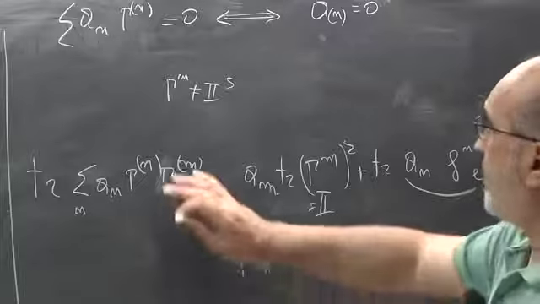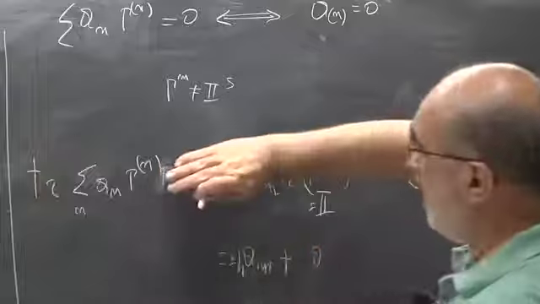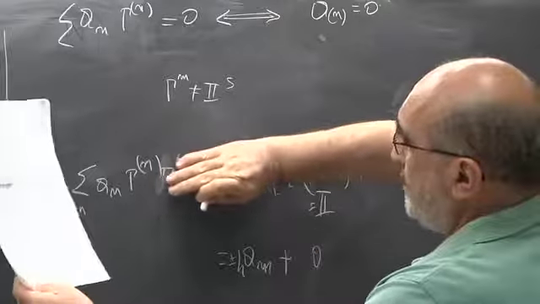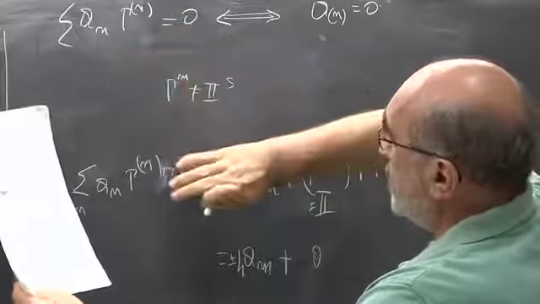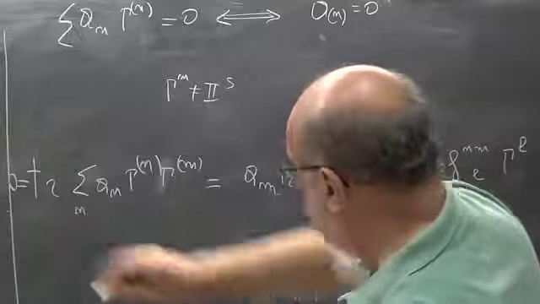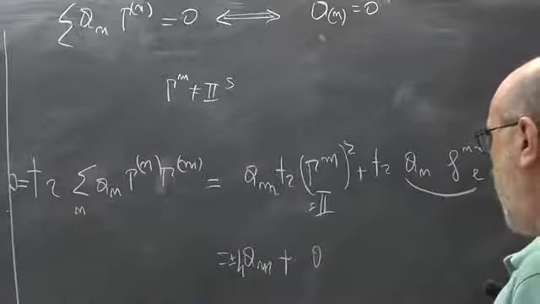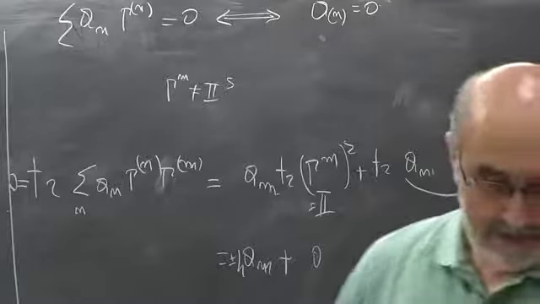But I started from a quantity that was 0, I multiplied by this, so I have started with the quantity before taking the trace and before multiplying from a quantity that was 0. Okay, so this quantity is 0. That means this quantity is 0, and this tells you that the coefficients are 0. Okay.